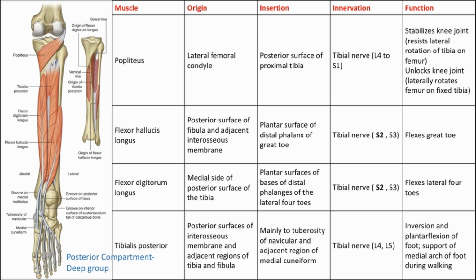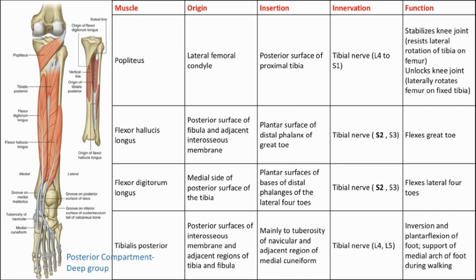Last of the deep posterior compartment is the tibialis posterior. And this muscle originates from the interosseous membrane and adjacent posterior surfaces of the tibia and fibula. And near the ankle, the tendon of the tibialis posterior is crossed superficially by the tendon of the flexor digitorum longus muscle, and it lies medial to this tendon in the groove on the posterior surface of the medial malleolus. You see how it travels here.